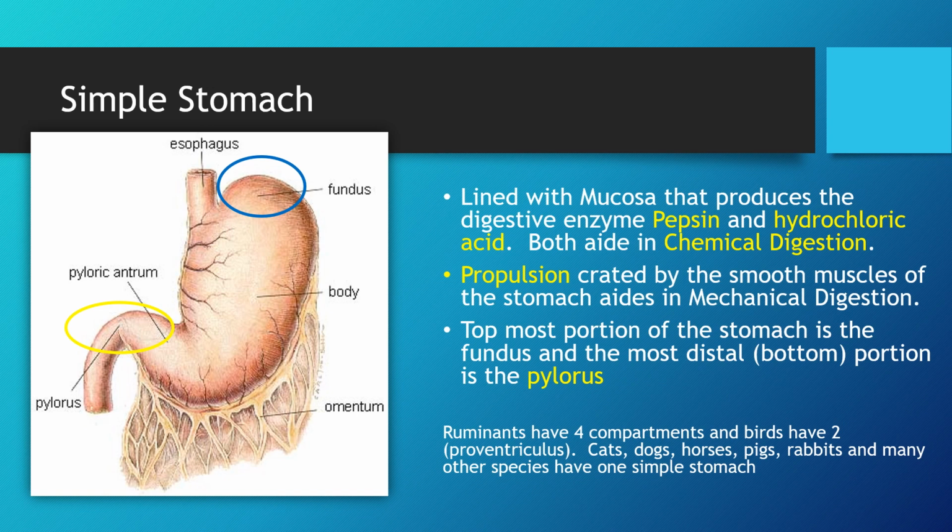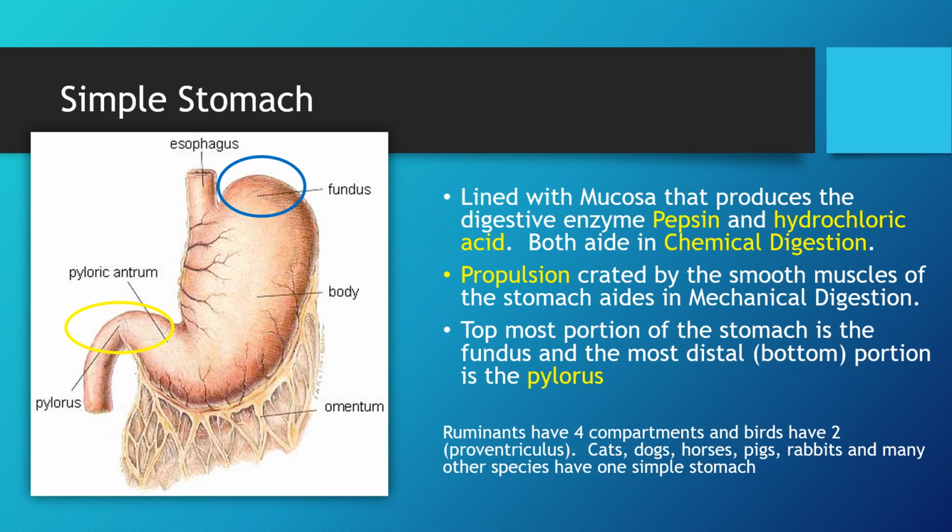So a simple stomach, we're not going to talk in depth about ruminants at this time, or even birds, but just kind of getting the idea of what a simple stomach does in aiding in digestion. So the stomach is lined with mucosa to protect it, a simple stomach, and even cows have a simple stomach as well. It's part of their anatomy. It's lined with mucosa to protect it from all of the acidic juices, fluids that are within the stomach.